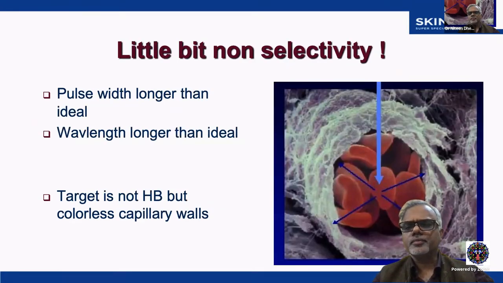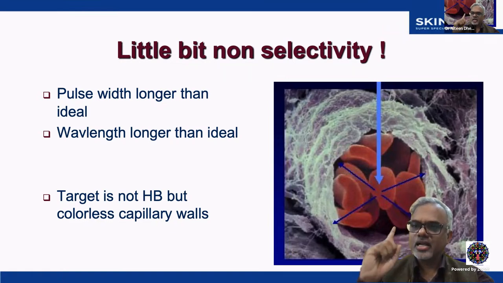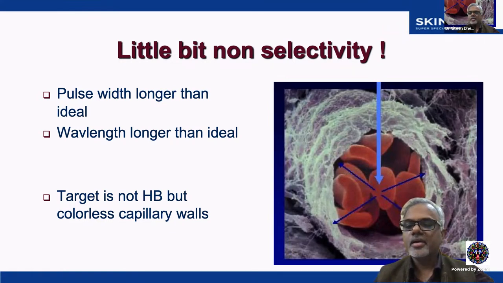So see this electron microscope of a capillary. RBCs are colored, but the capillary cell wall is colorless, and the laser will not target the capillary wall. So what do you want to kill? What do you want to coagulate? What do you want to destroy? Is it the RBC only? No. We want to use the RBC as a vehicle.